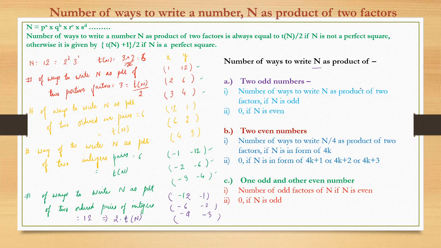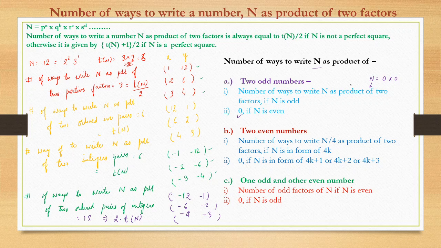So see, if n is an even number, can we write it as a product of odd numbers? No, because odd into odd would be odd only. So this is a zero case. Now if n is an odd number, it can be written as a product of odd numbers only. If n is odd, then it can be written only as odd into odd.